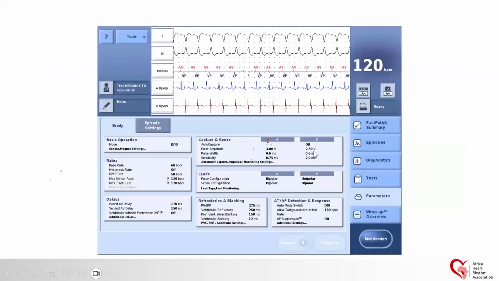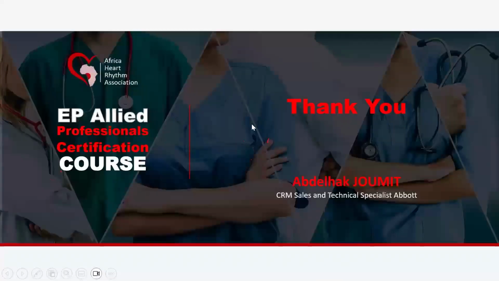So here we have covered everything in this interface. We covered parameters, summary, diagnosis, episodes, and we also covered the tests, the tests that we can do like we did during the implementation. So thank you, and if we have any questions.